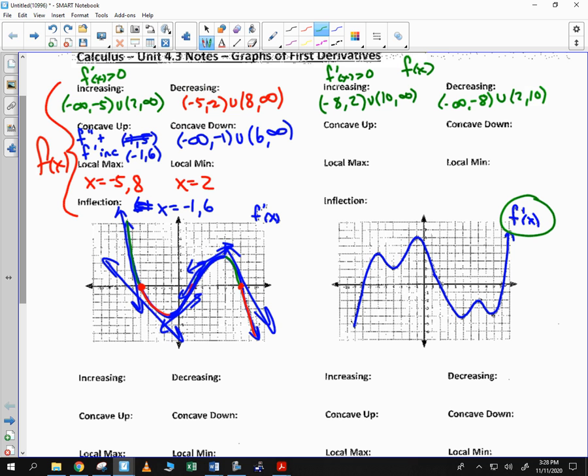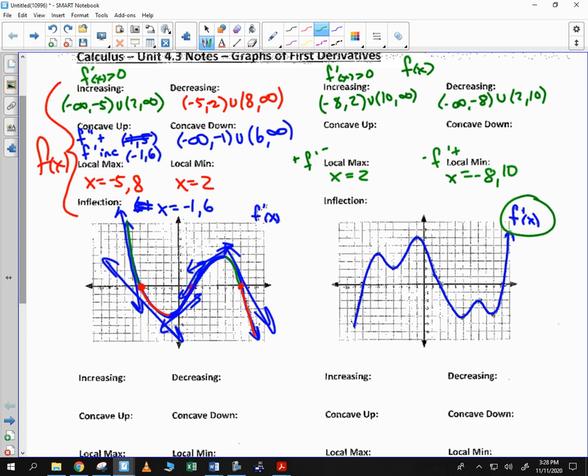Local max is wherever f prime changes from positive to negative. That's going to be at x equals 2. Local min is wherever f prime changes from negative to positive. And that's going to happen at x equals -8 and at x equals 10.